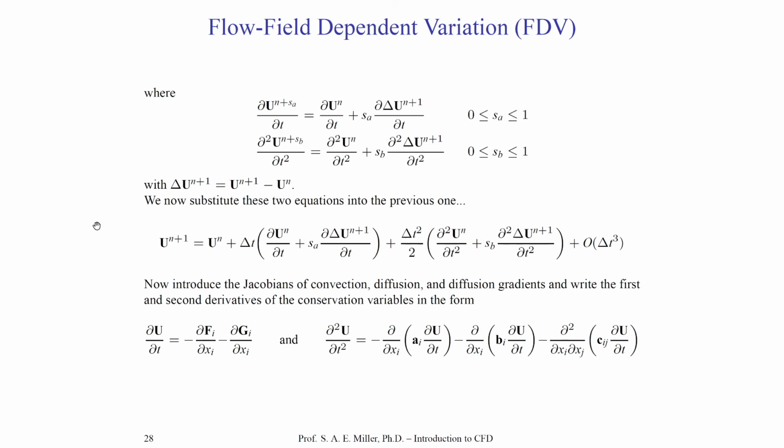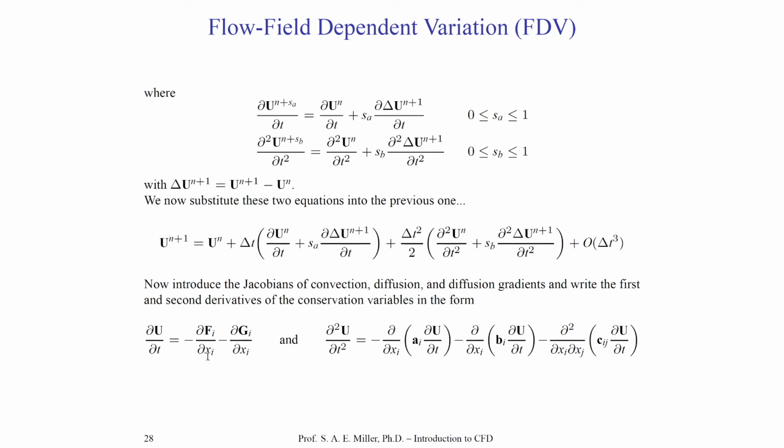We want to do this through Jacobians, and of course we want to solve, perhaps in a finite difference approach, in a computational domain from the physical space, which has uniform spacing. So we'll introduce the Jacobians. Once we do that, we can introduce them in terms of the convection, diffusion, and diffusion gradient terms and write the first and second derivatives of the conserved variables in this form.